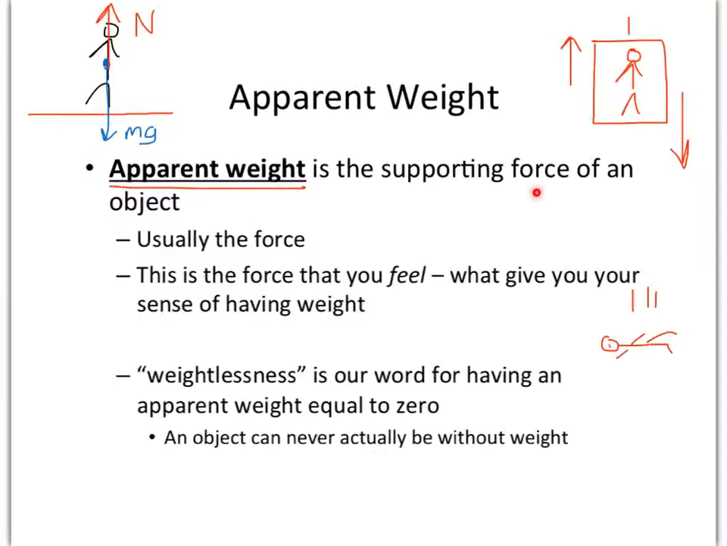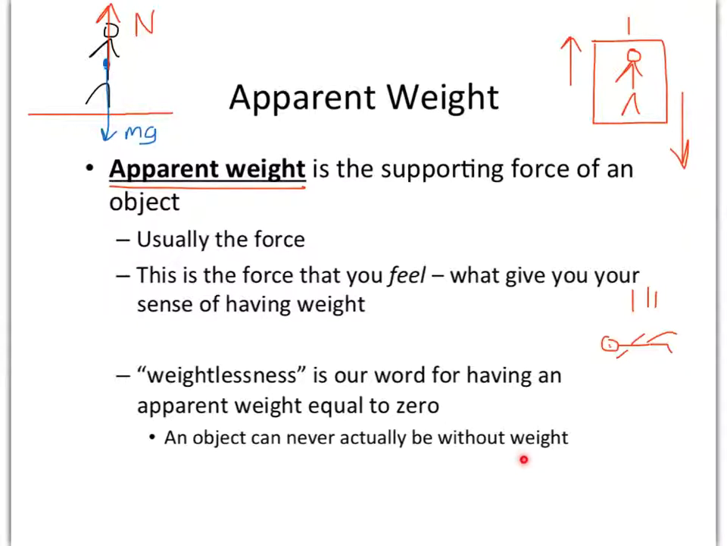So our definition of apparent weight, probably the best way to say it, is the supporting force. Whether you're being supported from below or from above, something is holding you up. But if nothing is holding you up, then that would give you the sense of weightlessness. In truth, no object can really be entirely without weight because gravity is an acceleration that basically extends out to infinity. And even if you go out in deep space, there is still microgravity out there.